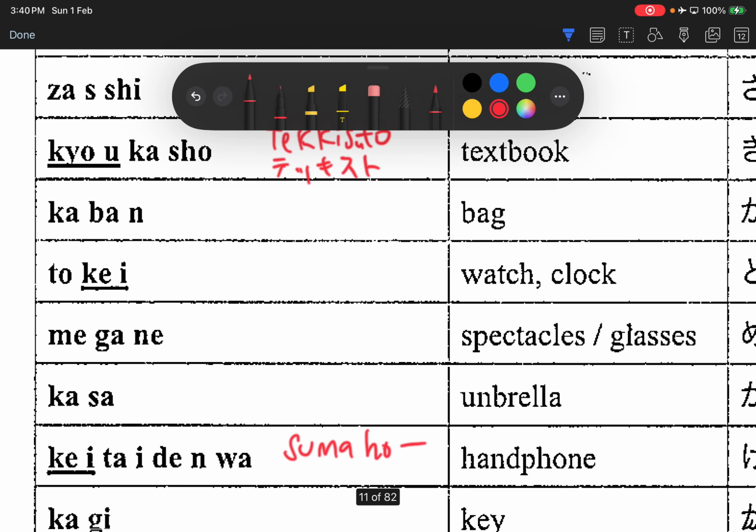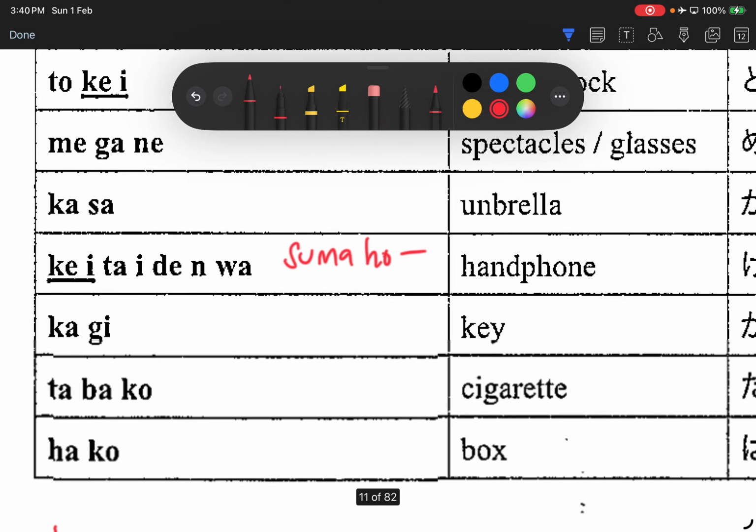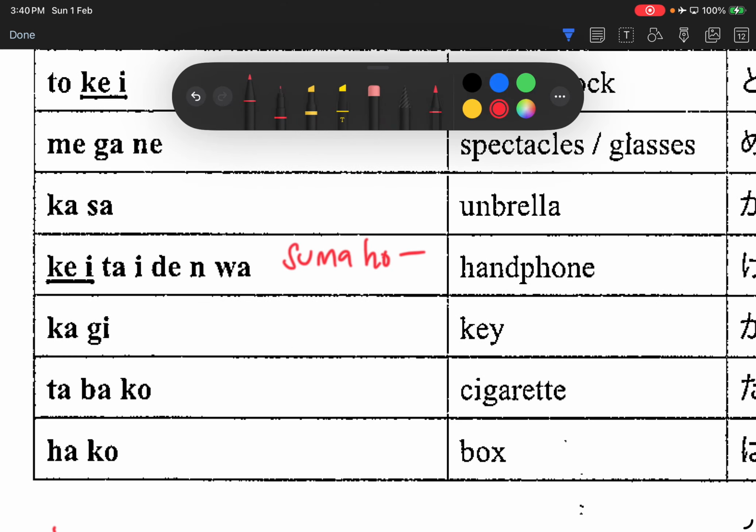Okay, next one we have kaba. Right? Toke. Megane. Kasa. Keitai denwa. Right? Or nowadays people just call it sumaho. So sumaho simply means smartphone. Now the modern Japanese people just say sumaho. Yeah. So we have keitai denwa.